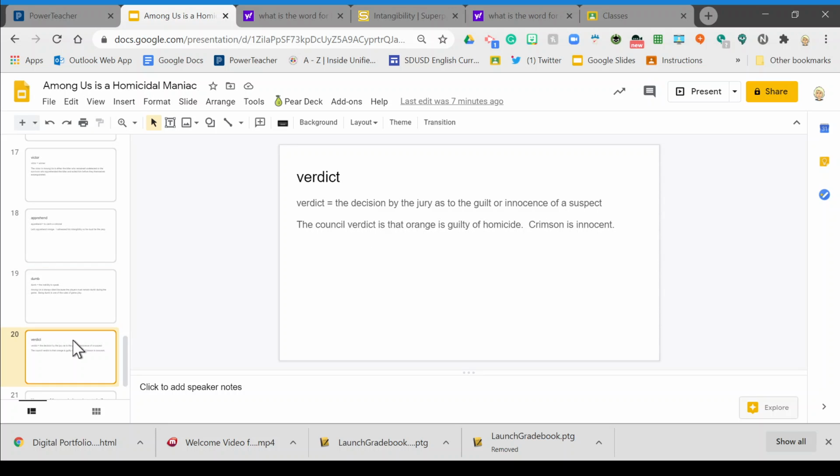Verdict. Verdict is the decision by the jury as to the guilt or innocence of a suspect. The council verdict is that Orange is guilty of homicide. Crimson is innocent.